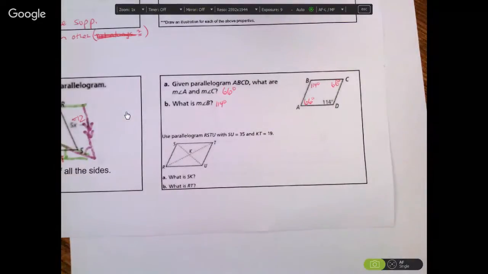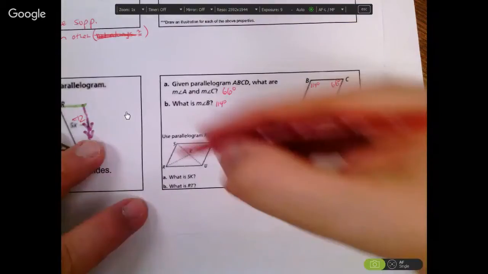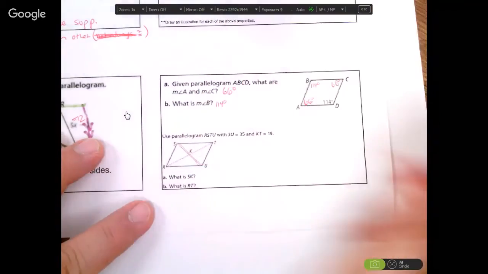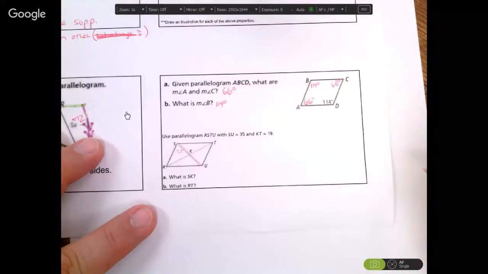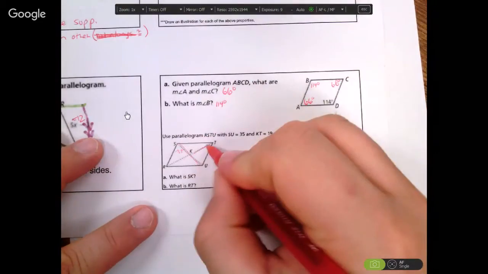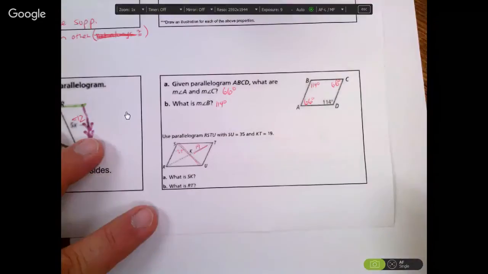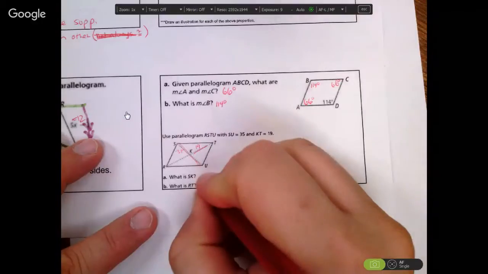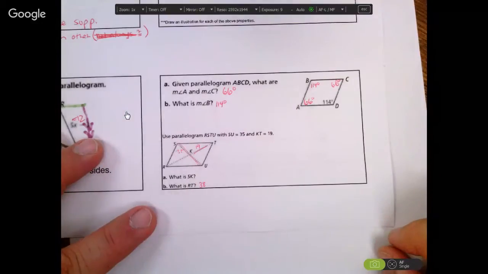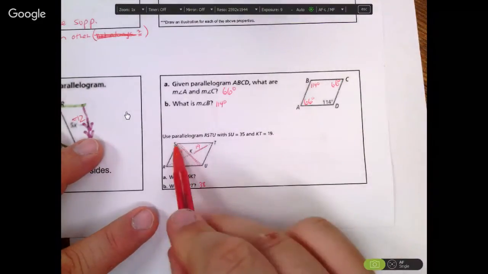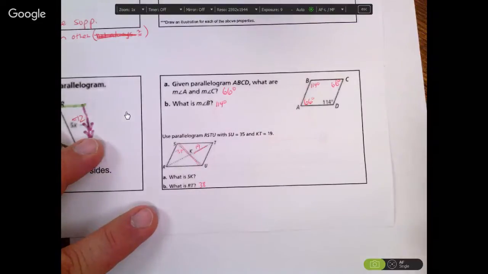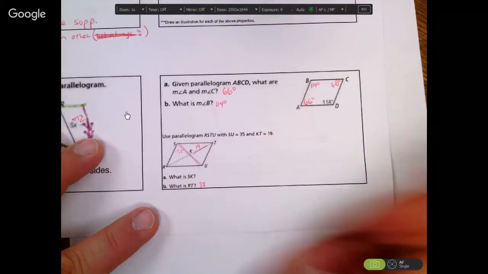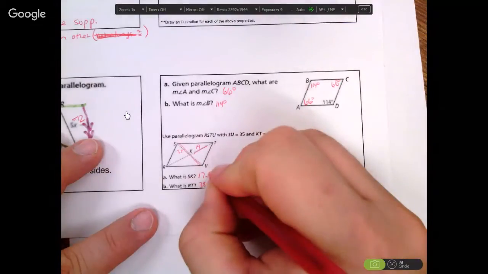And then finally, it says we have this parallelogram. They tell us that SU is 35 and that KT is 19. That means RT equals 38, because we know that's been cut in half. SK is half of 35, so it's 17.5.